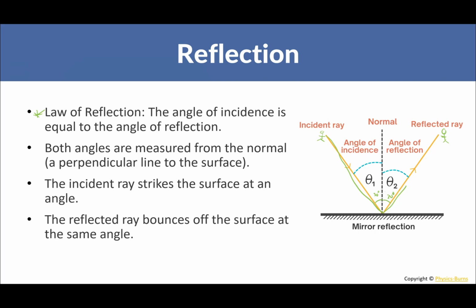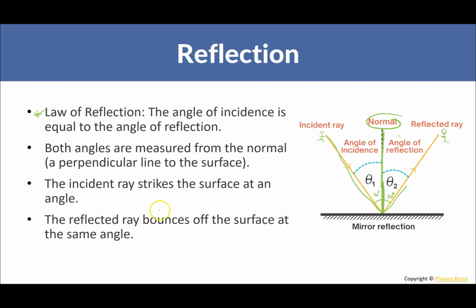See yourself. So wherever the ray is coming from, it's going to make an exact angle of the angle it came in at. Both angles are measured from the normal. So this is the normal, a perpendicular line to the surface. The incident ray strikes the surface at an angle. The reflected ray bounces off the surface at the same angle.